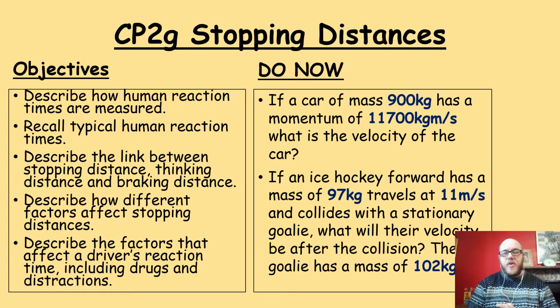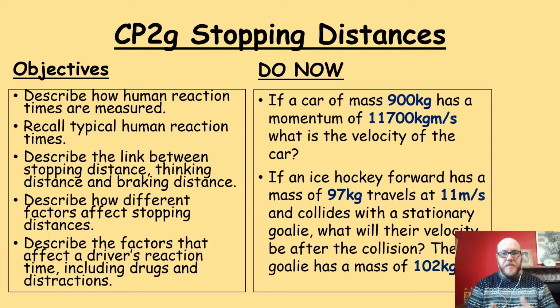Right, so our normal start then, we have these do now questions. So if a car has a mass of 900 kilograms and has a momentum of 11,700 kilogram meters per second, what is the velocity of the car? Work that one out. I'll go through the answer in a moment.